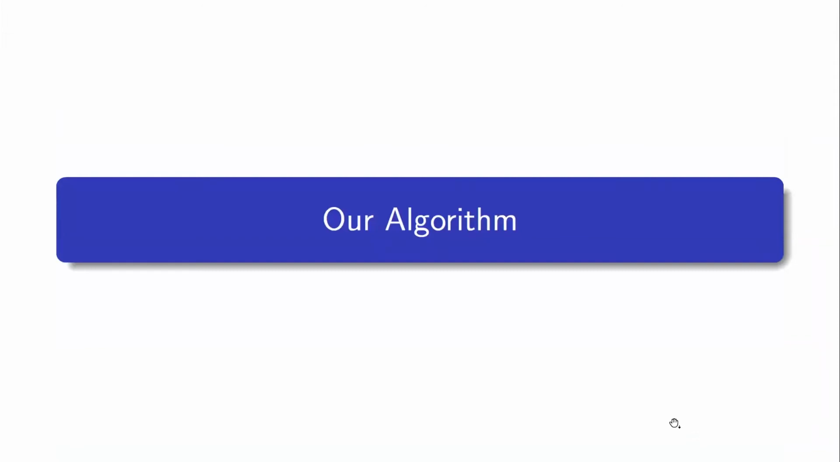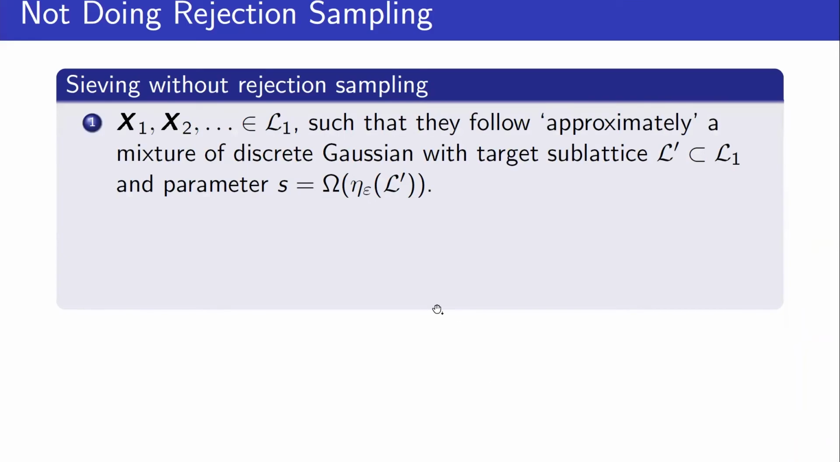And next, what happens in our algorithm? The very first step is that we don't want to do this rejection sampling. And to do so, we no longer can control the distribution to be exactly nicely discrete Gaussian. So we have a looser definition of the distribution that we have.